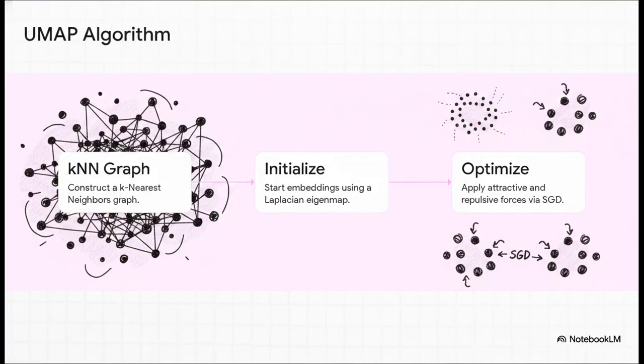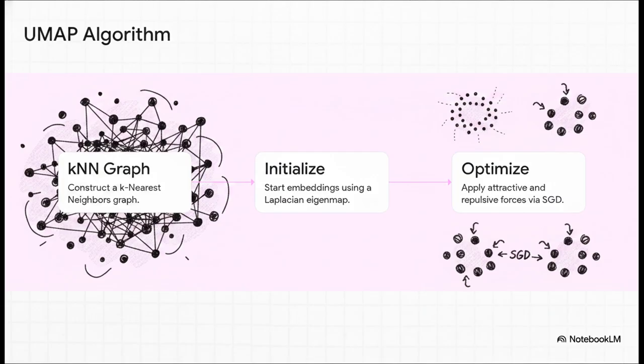Let's boil that whole complex algorithm down into 3 really clear steps. Step 1, UMAP constructs a k-nearest neighbors graph from the input data, just finding out who lives next to who. Step 2, it initializes the starting positions using a technique called a Laplacian eigenmap. And step 3, the engine really revs up.